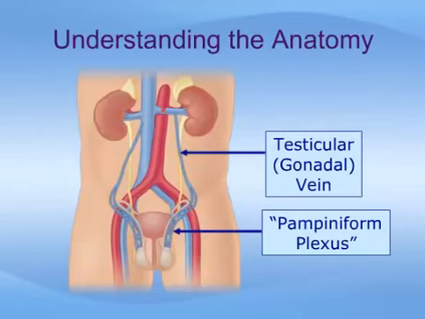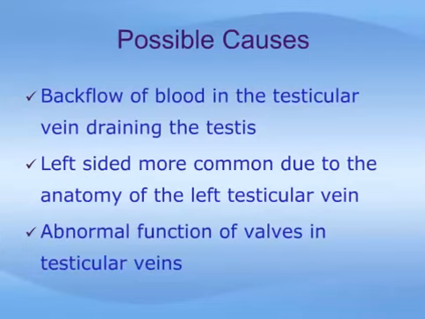The collection of veins that dilates to form a varicocele is called the pampiniform plexus. This network of veins arises from the testicle, or testis, and follows the right testicular vein, which enters the inferior vena cava at a sharper angle, thus creating more potential for backflow down the vein on the left side.